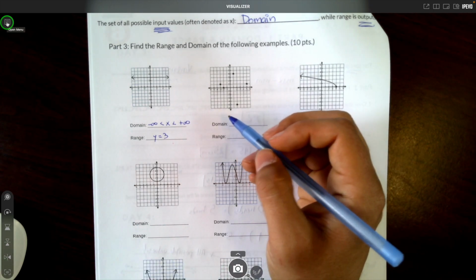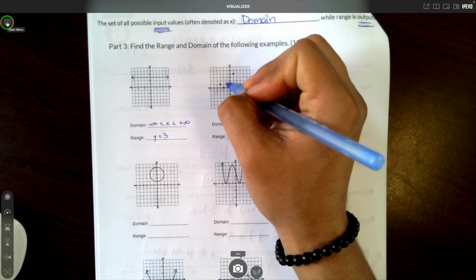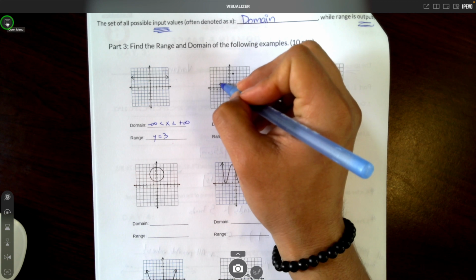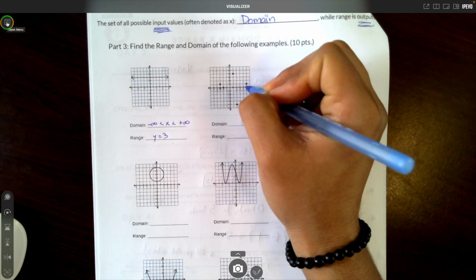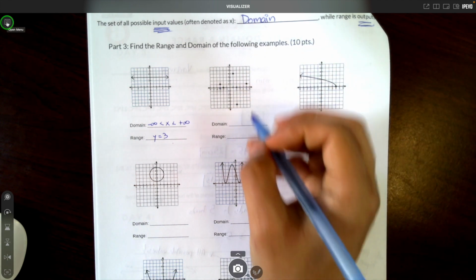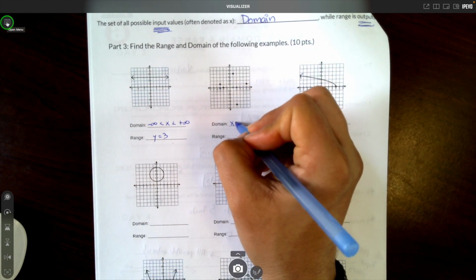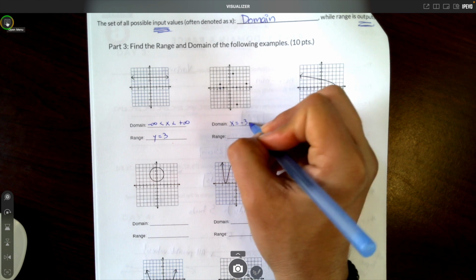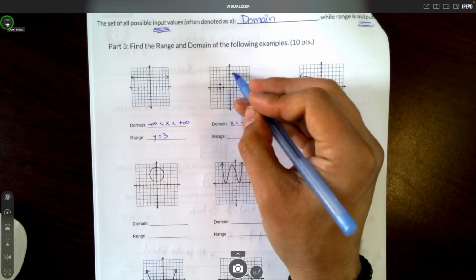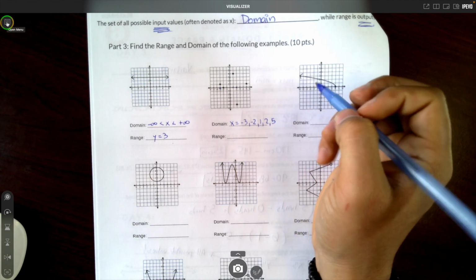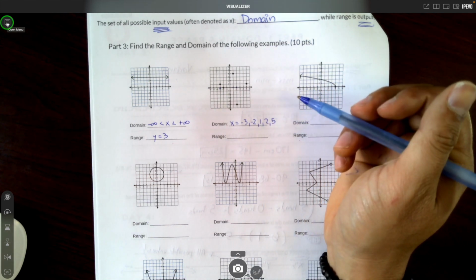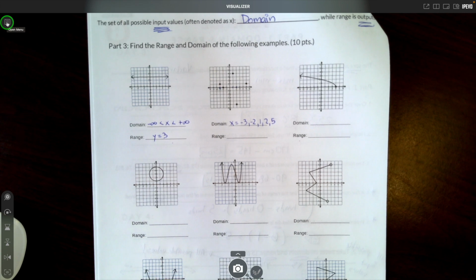This example, interesting. The domain goes straight down. So I'm going to put a dot here, I'm going to put a dot there, put a dot there, put a dot there. So domain is x equals negative 3, negative 2, 1, 2, and 5. Okay, if you don't understand, you can just always ask me for help.